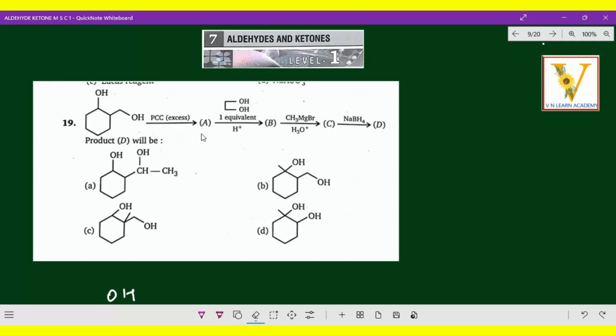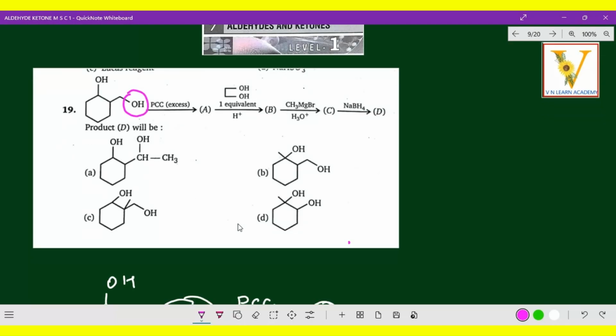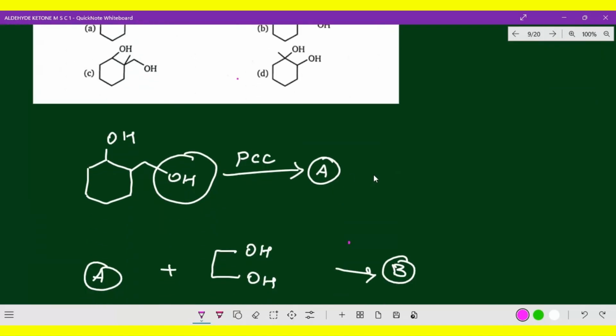Pyridinium chlorochromate: for what purpose are we using it? Alcohol is converted to aldehyde; only primary alcohol is converted to aldehyde. Please remember that. So which is the primary alcohol? Only this one is converted to aldehyde, so I draw the structure for you. These are all easy if you know the concept: the other OH remains the same, but here you will get CHO, C=O with H. So this is product A.